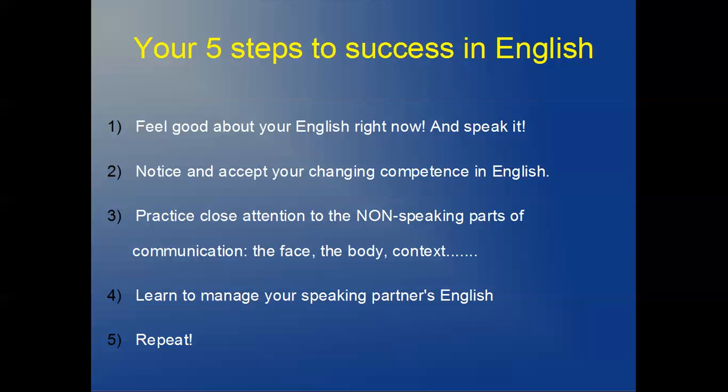Now, I give you all of these 5 steps together because these are all things we can practice all at the same time. This is not first step 1, then step 2, then step 3. No. All of these practices together. This is about an attitude in your own mind. We accept the grammar we have right now. We accept the vocabulary we have right now. We deeply accept it. We say, I am good enough.